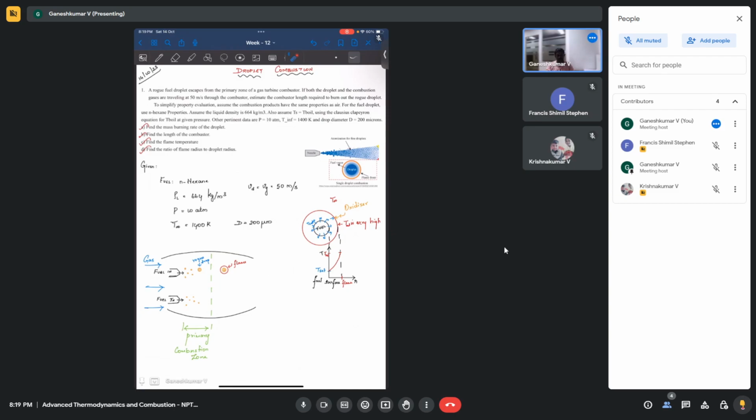They also gave some properties as operating conditions inside the combustor. Now our job is to find out, since this droplet escaped, and we do not want this droplet to go out of the combustor, we want to evaporate all the droplet before it goes to the turbine. So what should be the length of the combustor needed? That is what we are trying to find out.